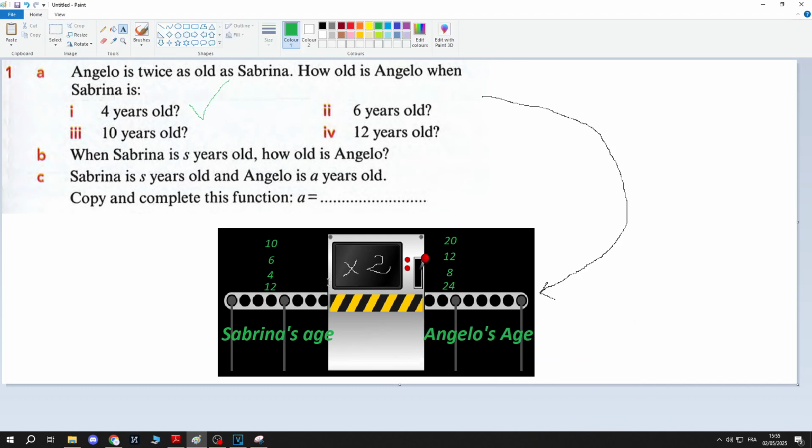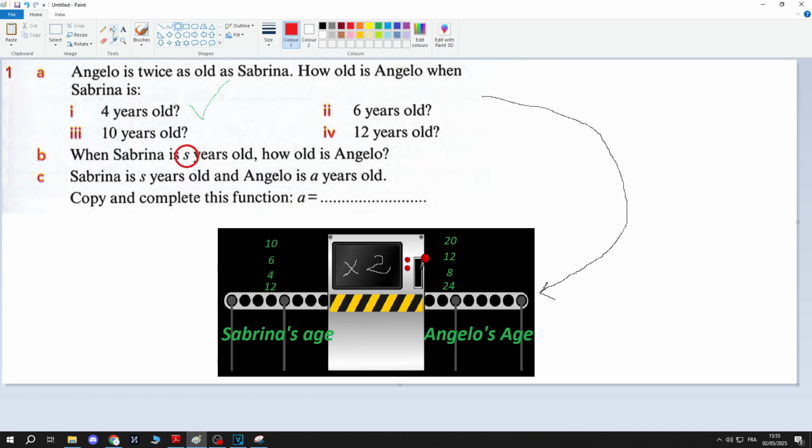Now, let's look at question B. When Sabrina is S years old, how old is Angelo? When Sabrina is S years old. So this time they did not give us a number, they gave us a variable. But are we supposed to get stuck? Are we supposed to ask, hey, where's the number? I don't see any numbers.